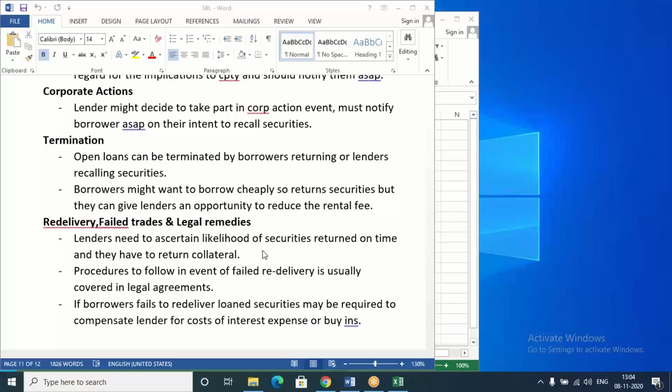Okay. And the last bit, if the borrower fails to redeliver the loan securities, they may be required to compensate the lender for the cost of interest expenses or buy-ins.